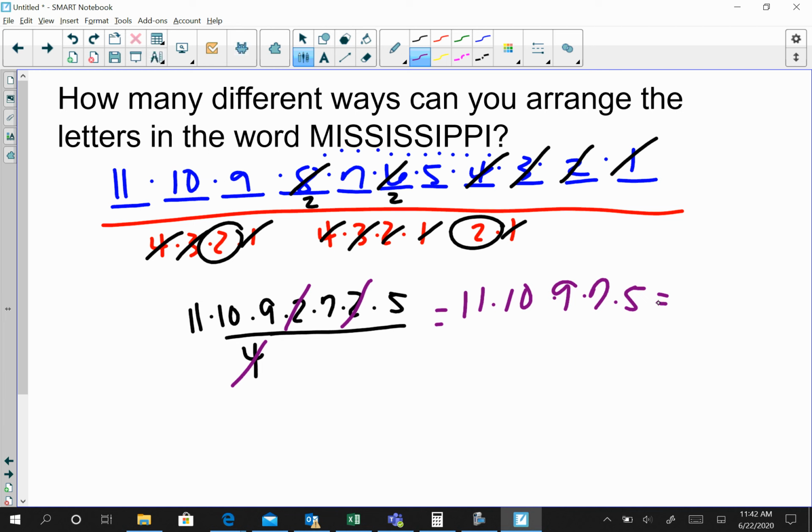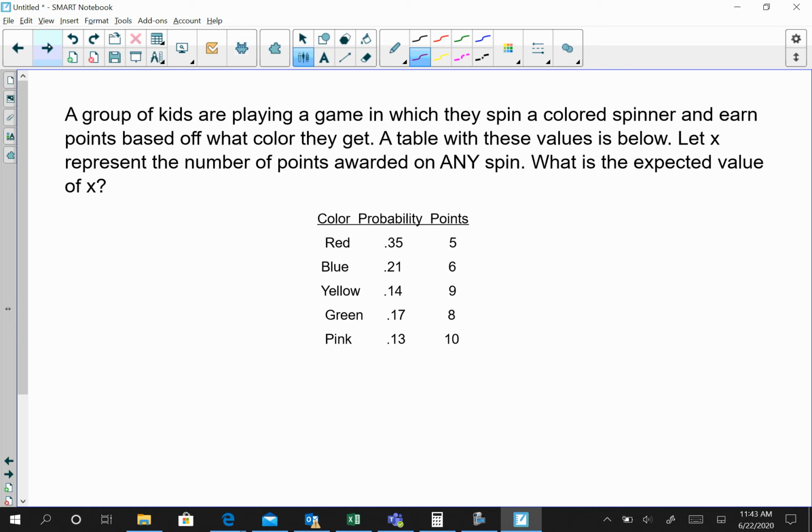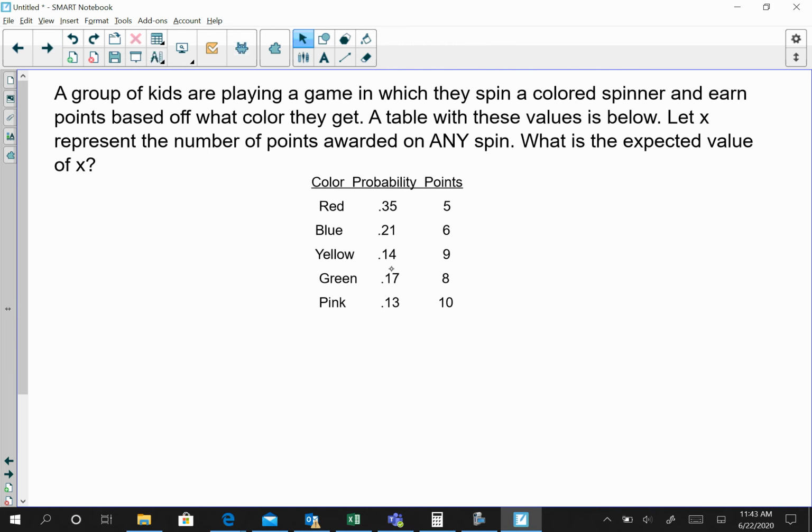So here order matters, just like the last one, which is why we count down, except since some things repeat, they would create identical words even though you have rearranged which I goes where, which S goes where. On paper, that doesn't matter. An I is an I, an S is an S. So you have to take away or divide by the repeated letters and then do that process. So you get 34,650.